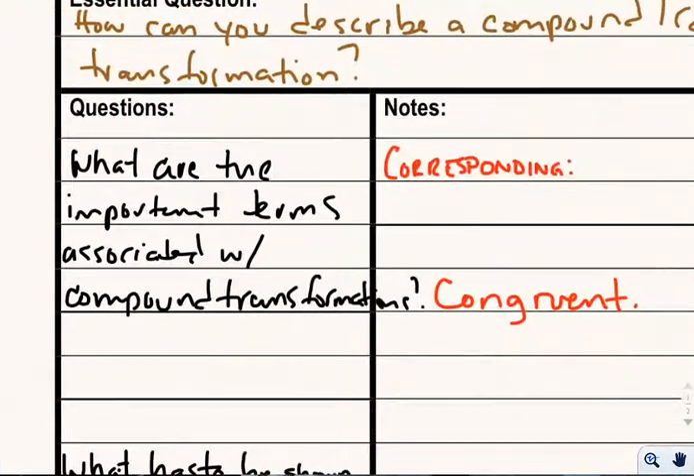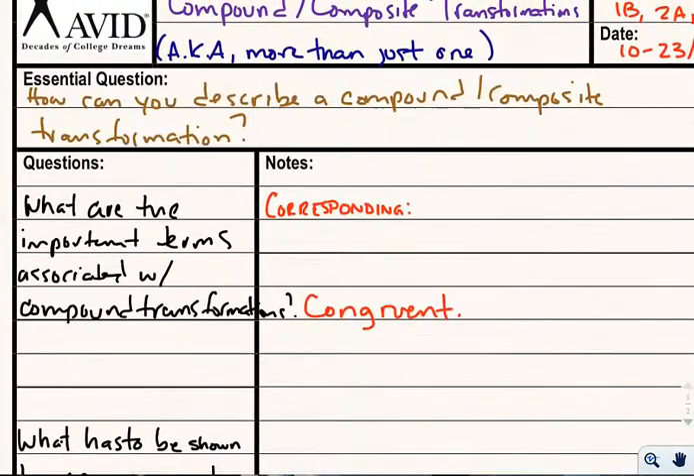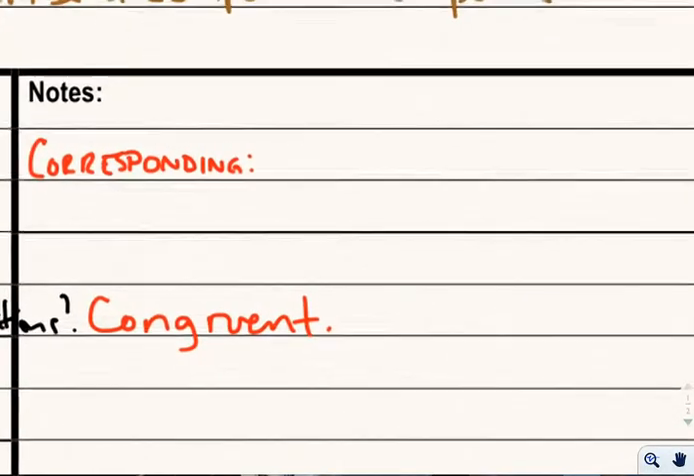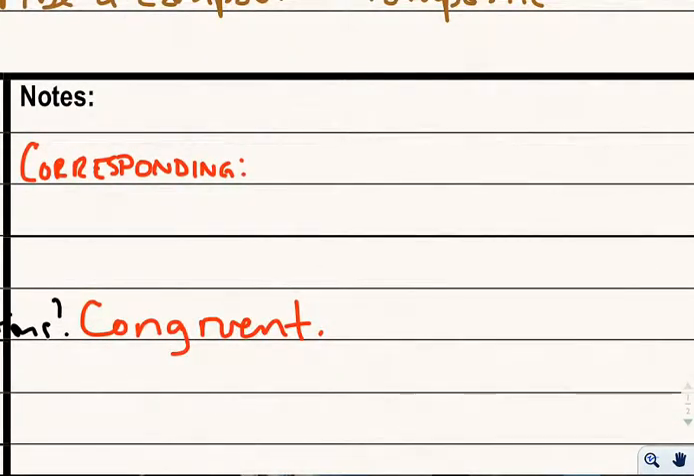If we're going to talk about compound transformations and answer the essential question, how can you describe a compound or composite transformation, which means the same thing, by the way, we probably need to talk about some important terms that are associated. So let's talk about corresponding. Corresponding means a lot of things. I'm going to give you a definition here, but know that it is going to morph quite a bit during the course of the year. The definition of corresponding that we're going to use for now is that it maps onto in order.